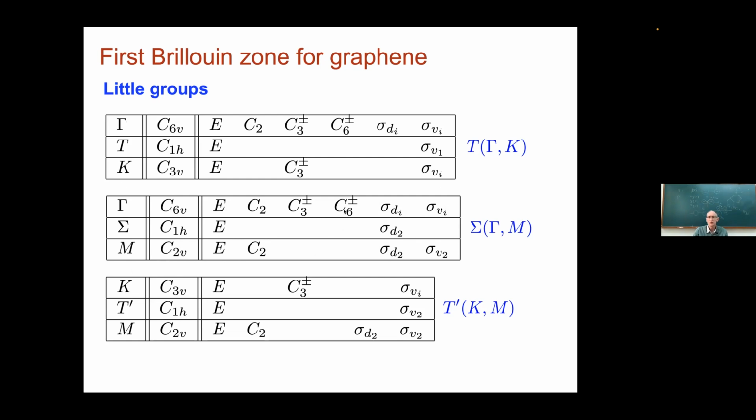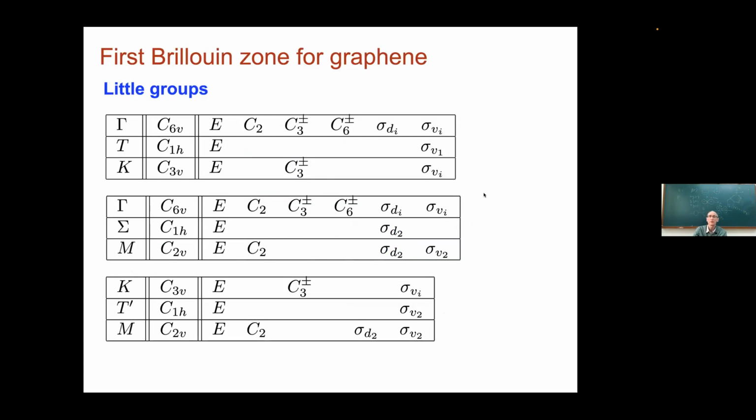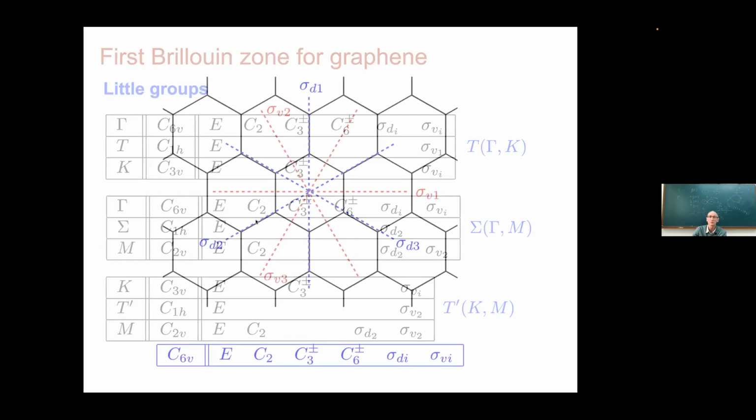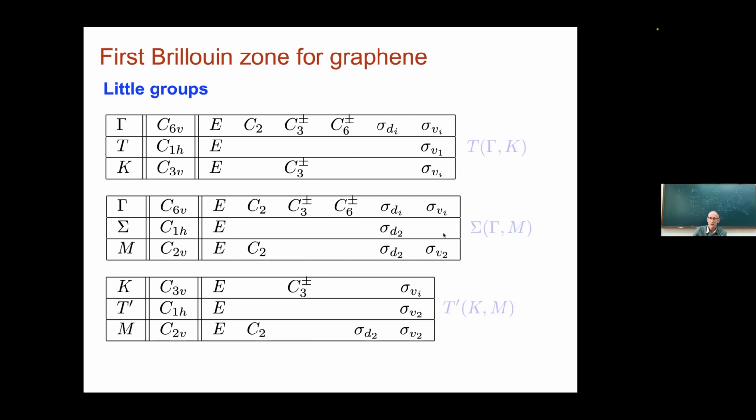So at home, you should try to obtain this table here. Okay, these elements are easy to understand. You should always look at this to see what we are talking about, to see what the mirrors really are. So you see that even though this is always C1h, the elements are different. In this case, for the line T it is E and sigma v1, for the line sigma it is E and sigma d2, etc. Okay.